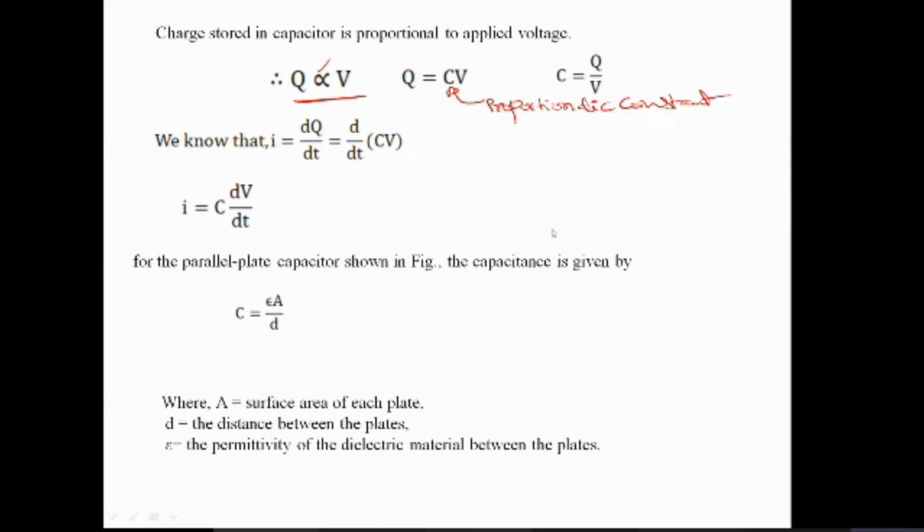In the last video, we discussed the voltage-current characteristics of resistor and inductor. Now in this video, we discuss the voltage-current characteristics of capacitor. So this proportionality constant, we call it capacitance C.